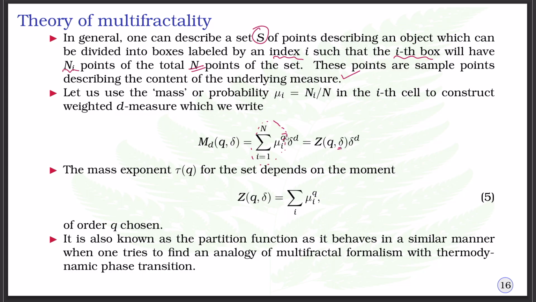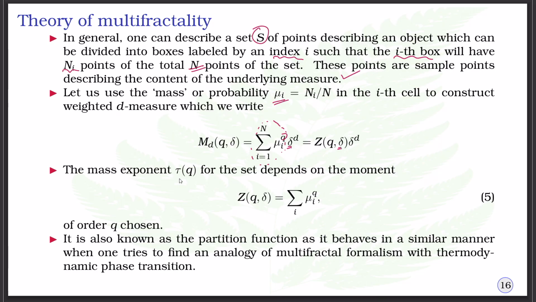By varying different powers we will get different μi, and it also depends on the size of the boxes. We are dividing into boxes of size δ, and μi is defined as the number of points in the ith box divided by the total number of points over all the boxes. Then this measure depends on q and δ, therefore I am writing (q, δ) times δ^d.